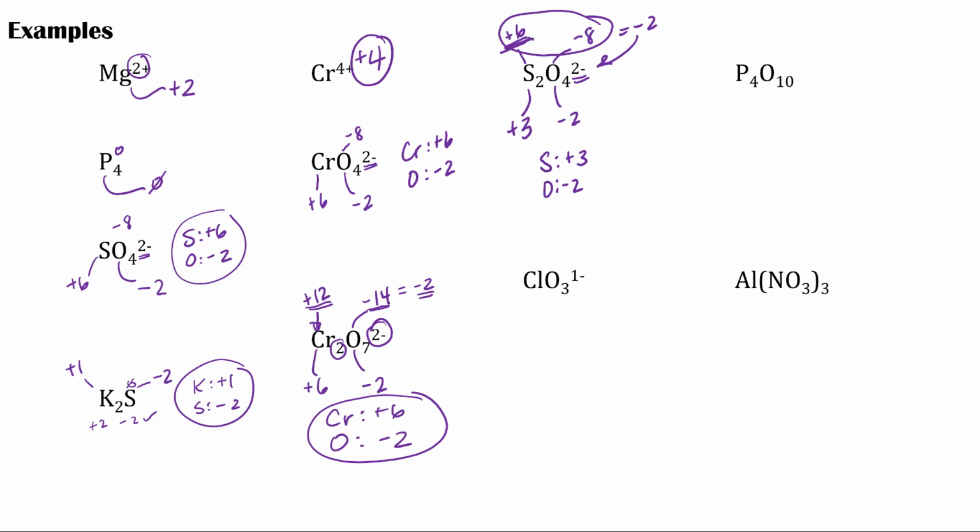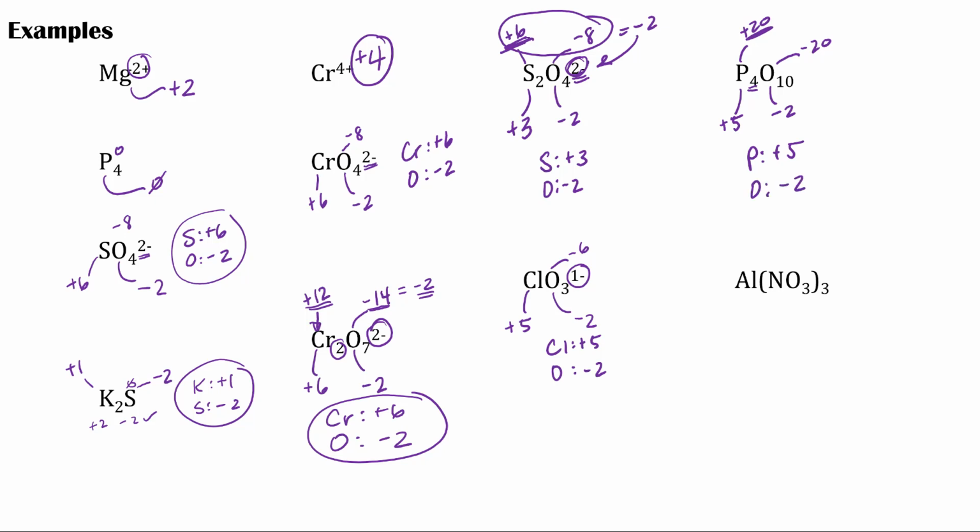Whatever number it would take to get -2 left over for the charge would be what the positive number is going to be. All right, oxygen here would be -2, so that's going to be -6 altogether. We want 1- left over, so this chlorine is going to be +5. So chlorine is +5 and oxygen is -2. Oxygen here, -2, so that's going to be -20, and then phosphorus would have to be +20. If we have 4 phosphorus and all together we want +20, each phosphorus is +5.